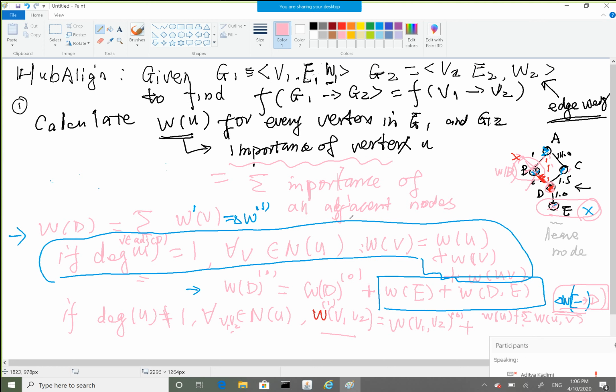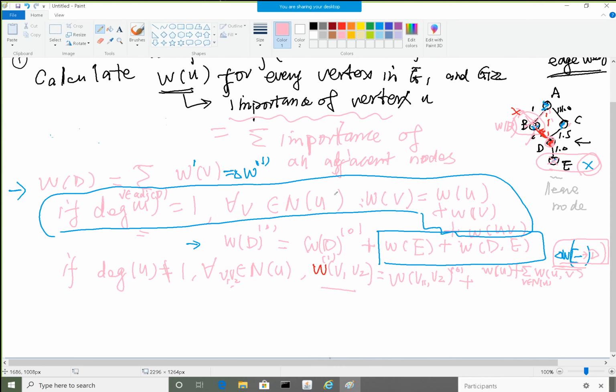And this is for all the V belonging to N, right? N(U), divided by N(U) times (N(U) minus 1) divided by 2. This is normalized. So this N(U) corresponds to the odd edges adjacent to U, right?